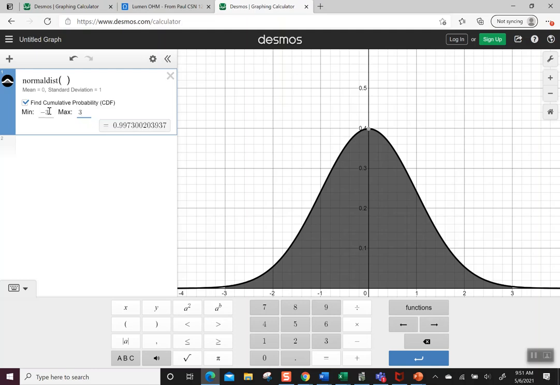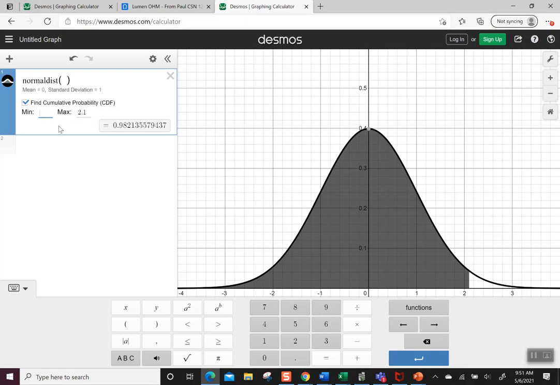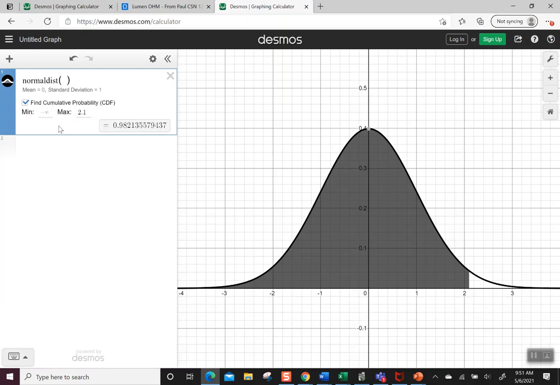We can also have very specific z-scores that we look at. So say we wanted to look at the z-score of everything to the left of 2.1. So my maximum would be 2.1. Then to make it go all the way over to the left, I'm going to delete what I had for the min. It will change to a negative infinity, and it says the amount of the curve to the left of z equals 2.1 would be 0.9821. Let's just go with 4 decimal places.